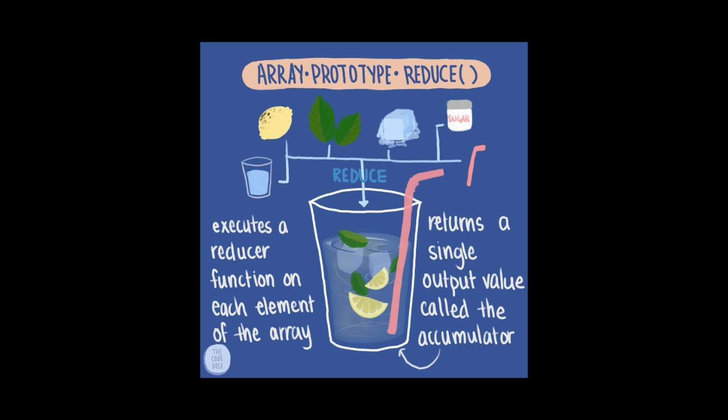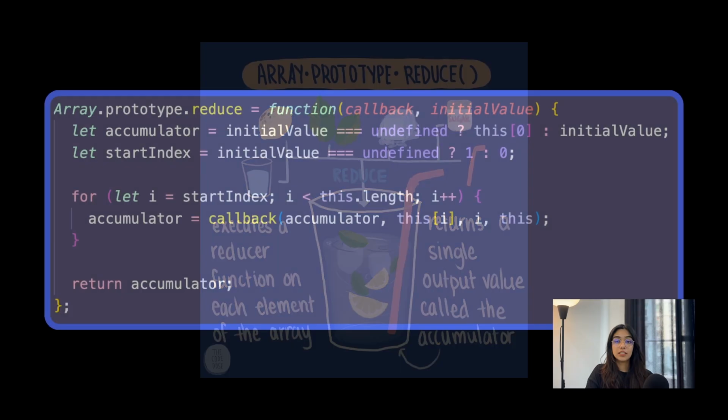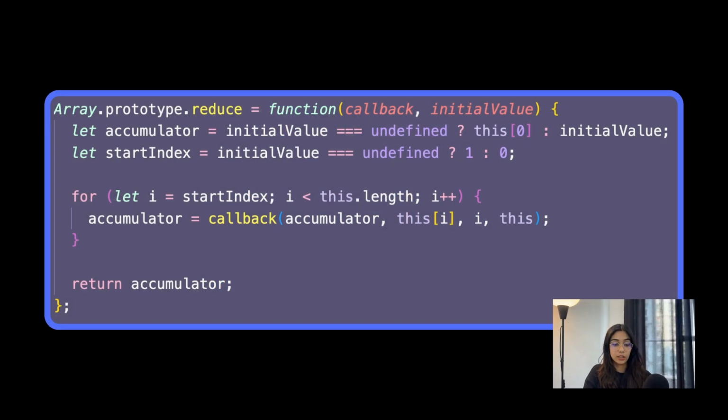Let's take a look at the terminology used with reduce method. So the callback function that you provide to the reduce method is also referred to as a reducer function, and the final value that this reduce method returns is also known as the accumulator. This is how the implementation of the reduce method might look like.